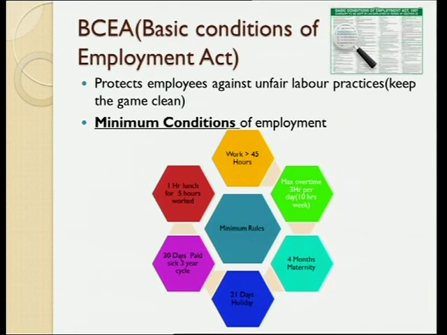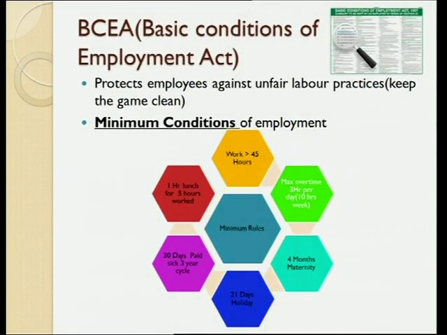We work 45 hours a week. That is the maximum amount of time a person can work a week. So for a five-day week, it will be 9 hours, and if you're working a six-day week, it's going to be 8 hours. You are allowed to work overtime 3 hours per day to a maximum of 10 hours per week. Your maternity benefits, if a lady is having an accouchement, you are allowed 4 months of maternity leave.